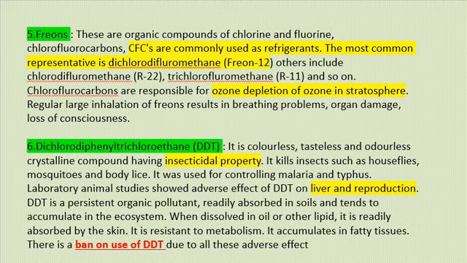It is a persistent organic pollutant readily absorbed by soils and tends to accumulate in the ecosystem. When dissolved in oil or other lipids, it is absorbed by the skin, and it resists our metabolic processes also. It accumulates in fatty tissues, so there is a ban on the use of DDT due to all these adverse effects. So this is all about the damaging and environmental effects of polyhalogen compounds.